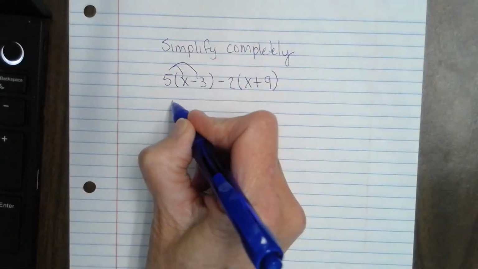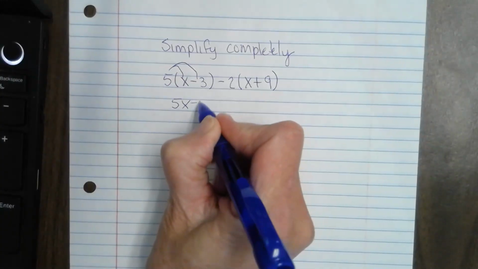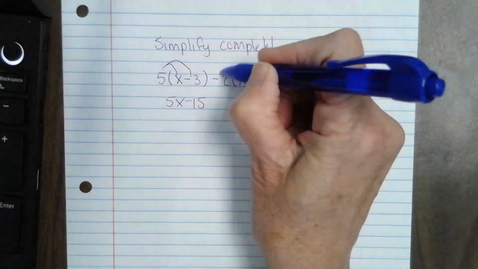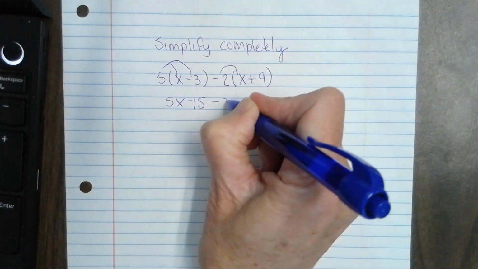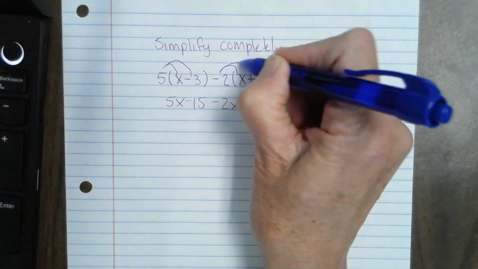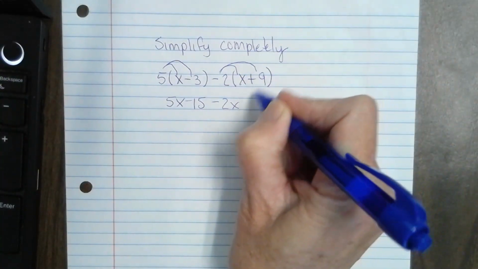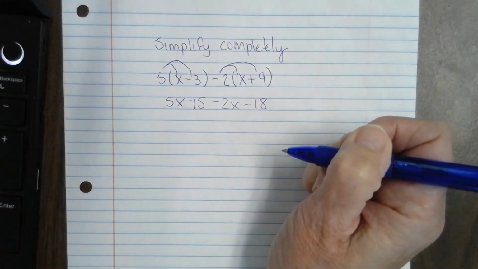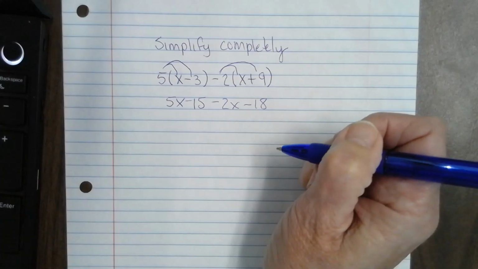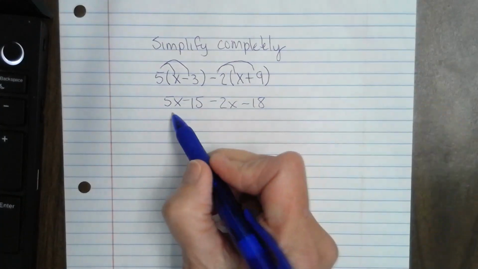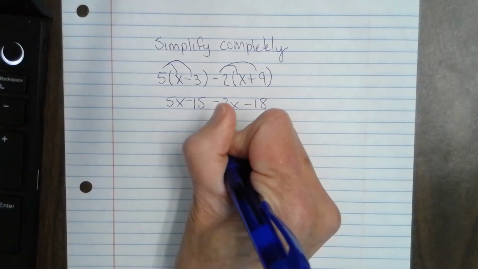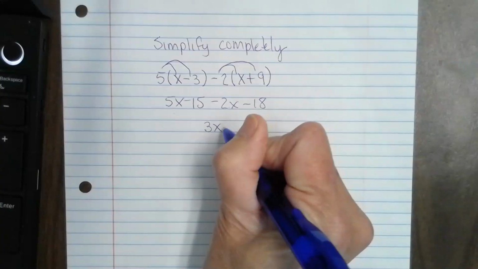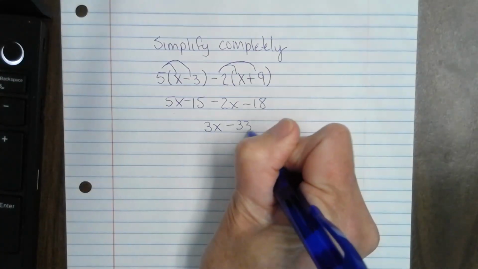I get 5x minus 15. I have a second distribution. Negative 2 times x is negative 2x. Negative 2 times 9 is negative 18. Last step would be to combine like terms to clean this up. 5x minus 2x is 3x. Negative 15 and negative 18 is negative 33.